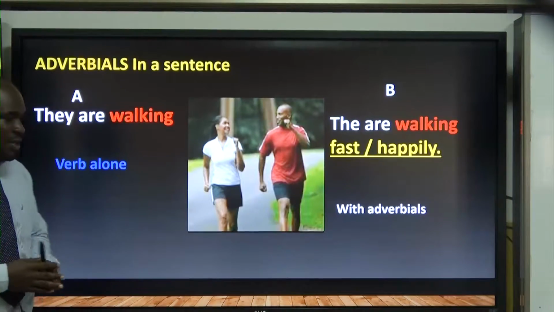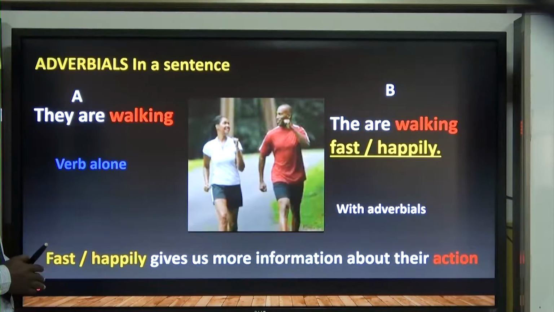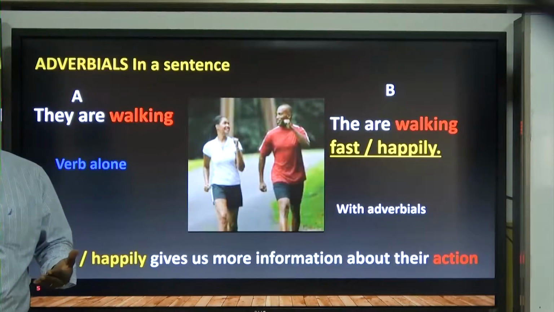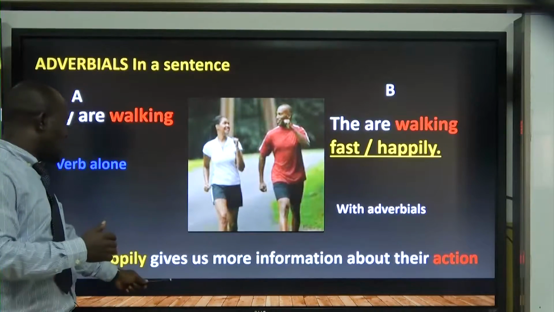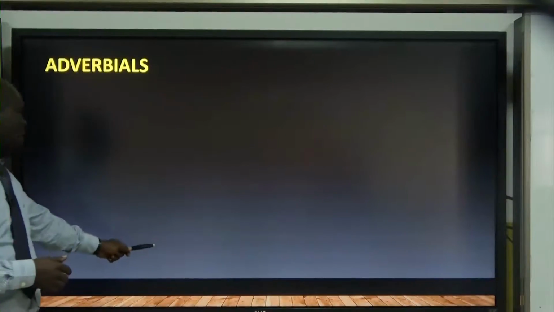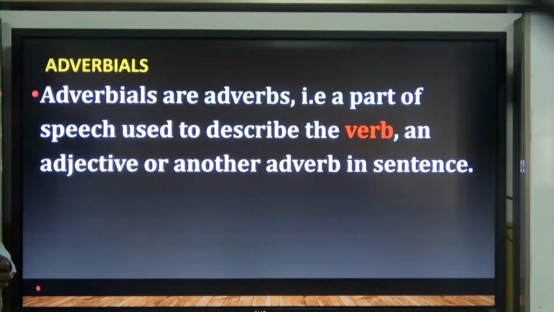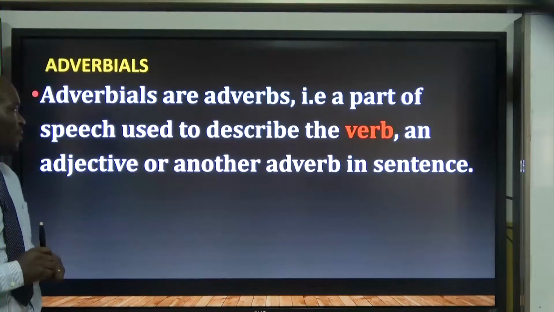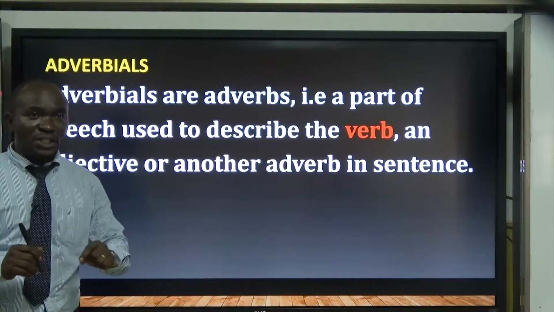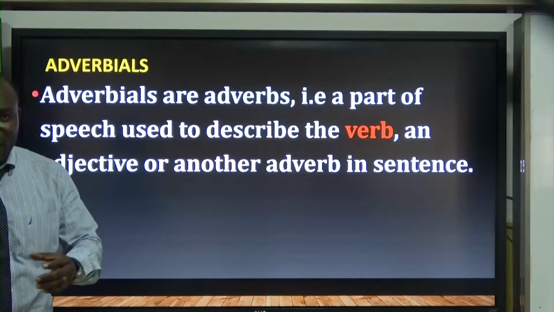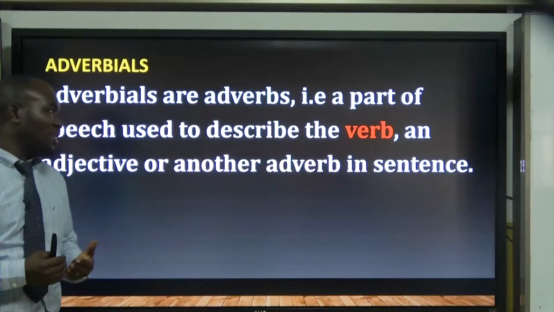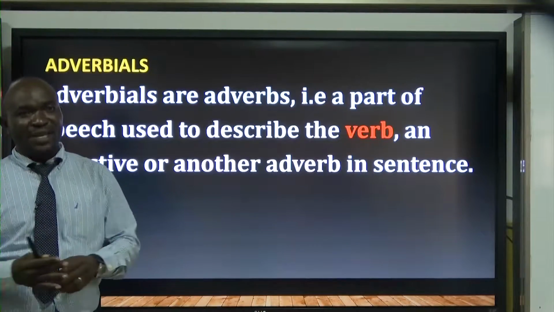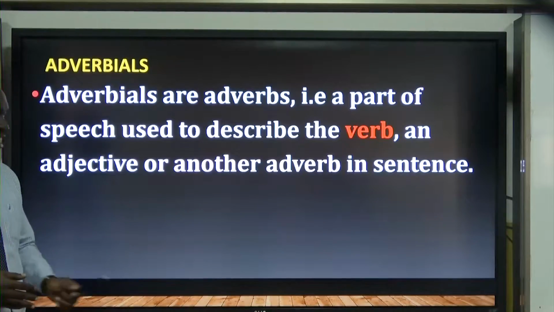Do you get it now? Okay, so let's see more information. So we say fast or happily gives more information about the action, which is what? Walking. Now, the word fast or happily are known as what? Adverbials. Okay, I need you to get this very clear. That adverbials are part of speech. And as part of speech, we also refer to them as what? Adverbs. And as adverbs, what do they do? Describe the verb or an adjective or another verb or another adverb in a sentence.